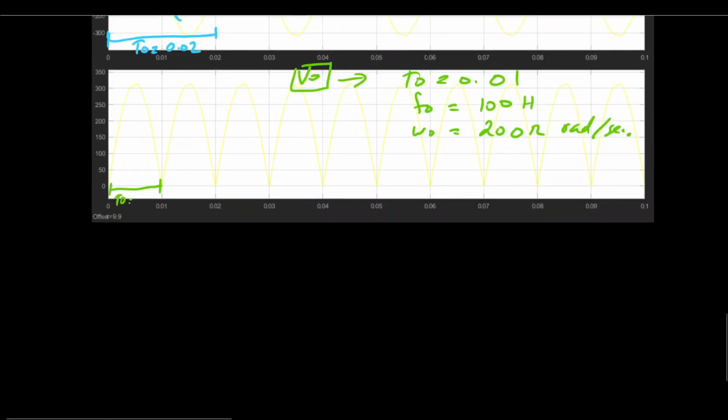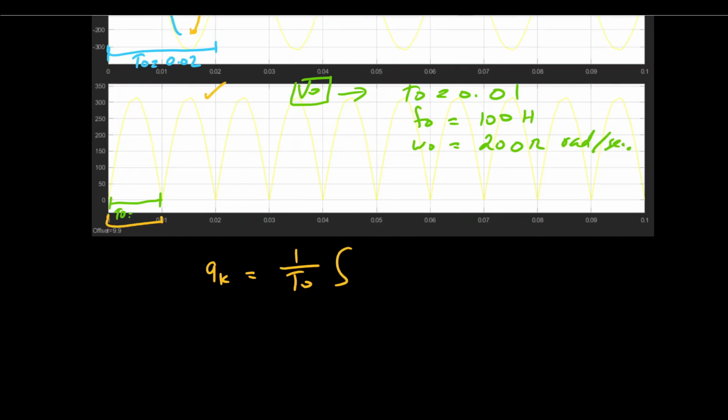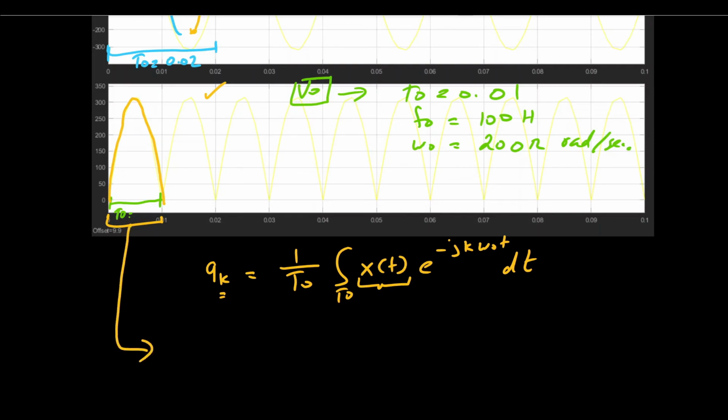So in order to find the Fourier series coefficients, basically we have to find the kth coefficient by means of this expression, the analysis expression, that is 1 over T0, where T0 is the time period for this signal, times the integration over a time period T0 of x of t e to the minus j k omega naught t dt. So we need an expression for x of t, that is this expression.